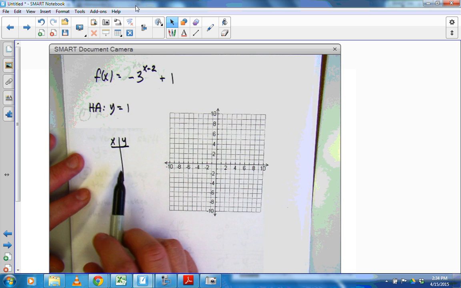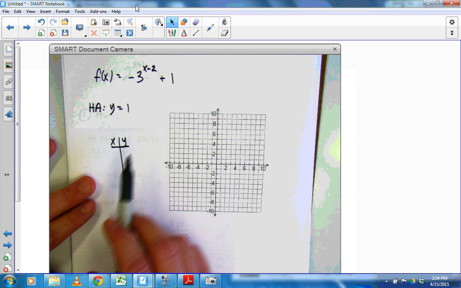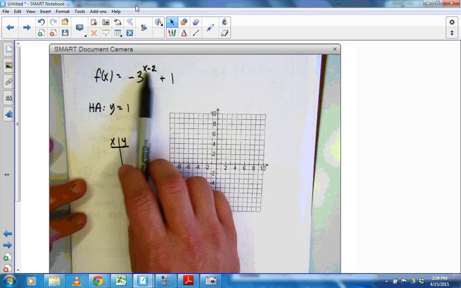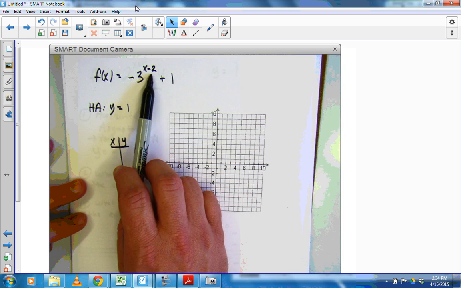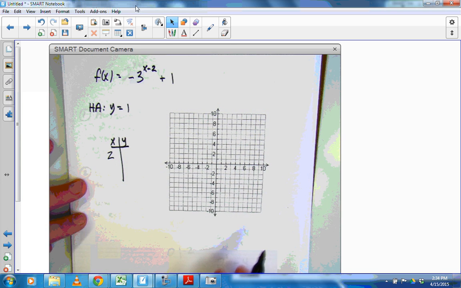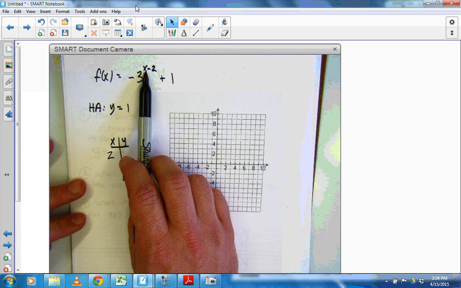Okay, now, what x values do I want to choose? I want to choose x values that make the exponent 0 and 1, right? So what would make the exponent turn into 0? Positive 2. 2 minus 2 would be 0, so a positive 2. Okay, now, what would make it 1? If it was 3, right?